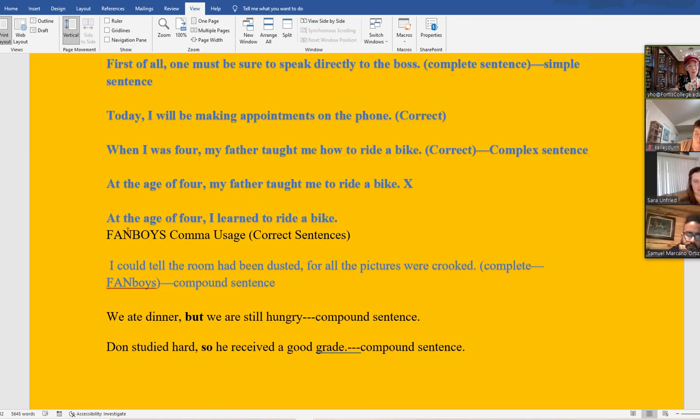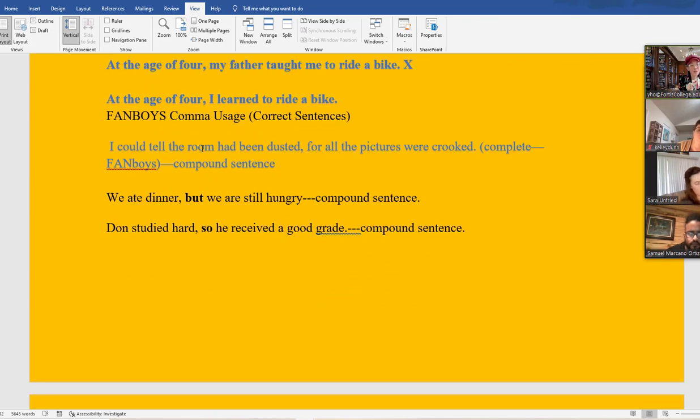And this is correct: At the age of 4, I learned to ride a bike. Why? Because at the age of 4 modifies I. This is known as an adjective phrase. The adjective phrase, which is also a prepositional phrase, modifies the noun I. So you have to have the correct noun, otherwise it becomes a dangling modifier. I'm going to go over that in a second. That will be another lesson later on today.